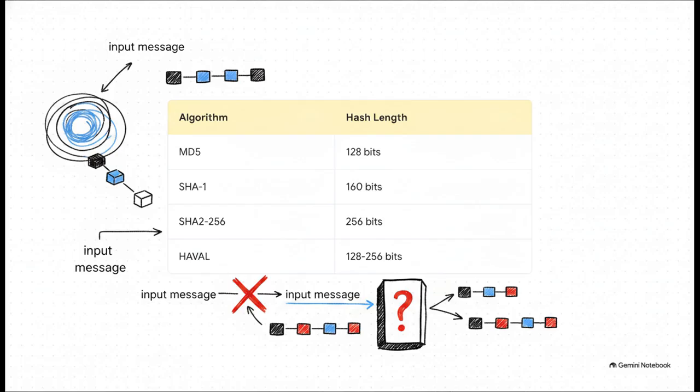For the exam, you absolutely must have these hash value lengths committed to memory. MD5 is 128 bits. SHA-1 is 160 bits. Now notice that SHA-256 obviously produces a 256-bit digest, but here is a highly testable fact you cannot miss. SHA-256 actually processes the message using a 512-bit block size. Do not let the exam trick you by confusing the output length with the block size. Oh, and also note that HAVAL can produce variable lengths anywhere between 128 and 256 bits.